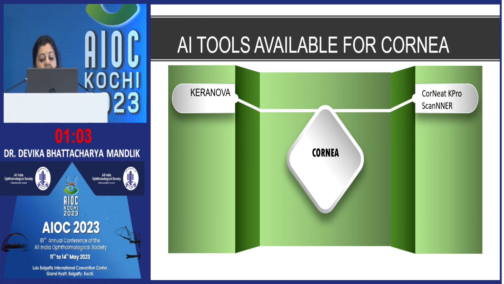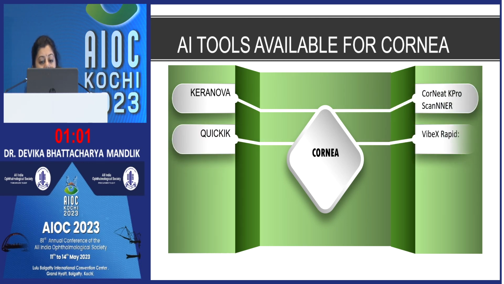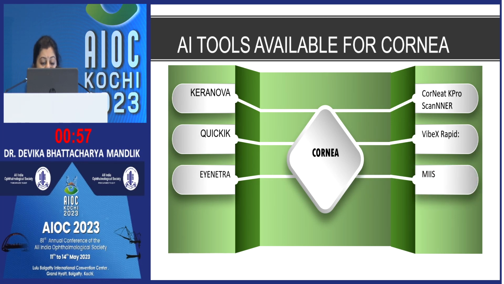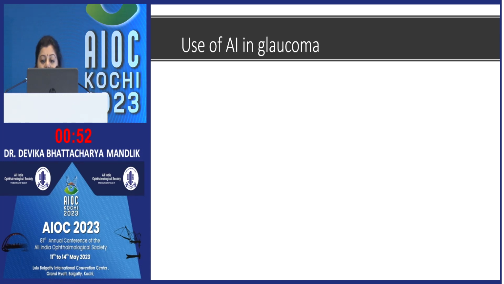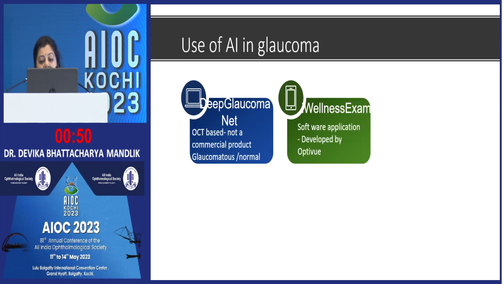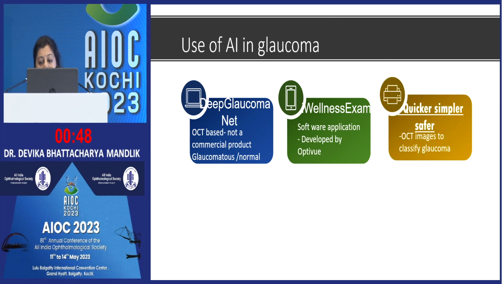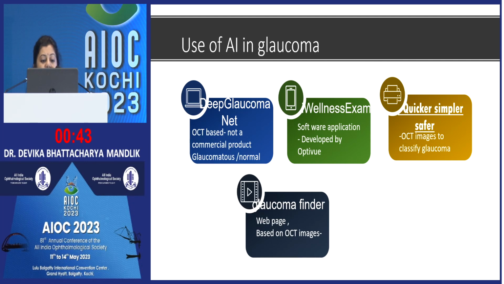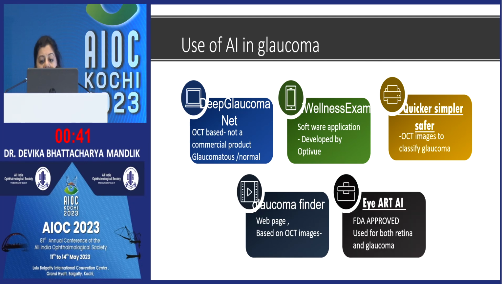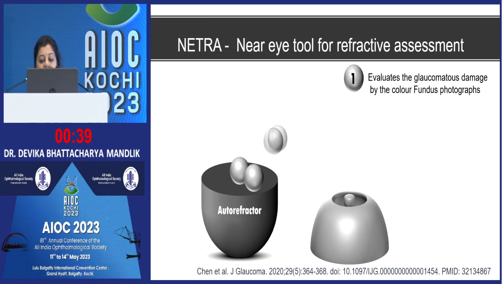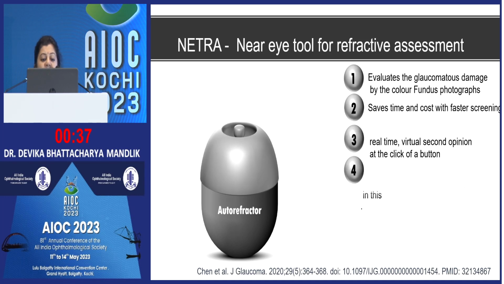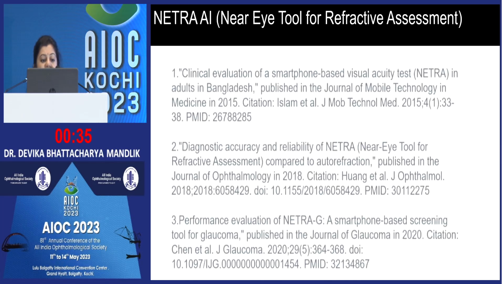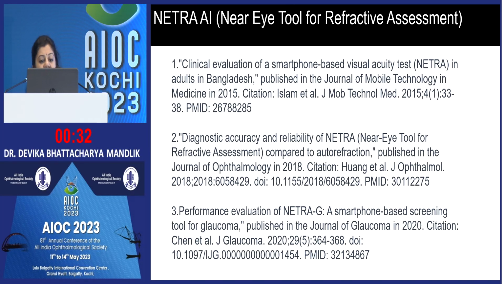This is Caranova, Cornea Need Pro Scanner, Quick, YBX Rapid, iNetra, Media Integrated Imaging Service, Topcon Harmony, and Remidio Anti-Imaging Module. Uses of AI in glaucoma, we have Deep Glaucoma Net, Eye Wellness Exam, Quicker, Similar, Simpler, Safer, and Glaucoma Finder. These are all web page and software applications, and IR AI. Then we have iNetra. This is also validated. These are various studies used for the clinical evidence and validation of this device.